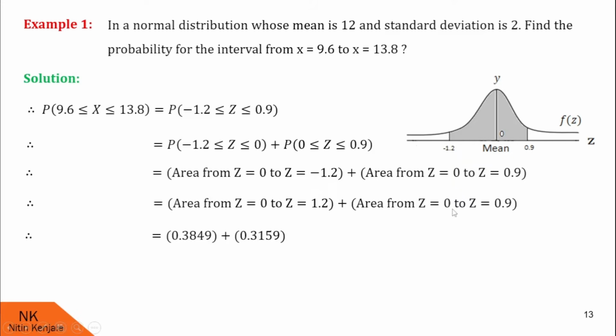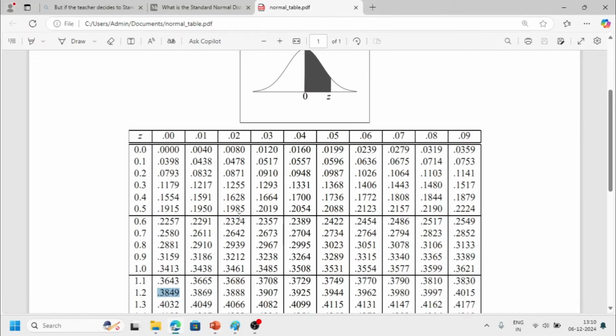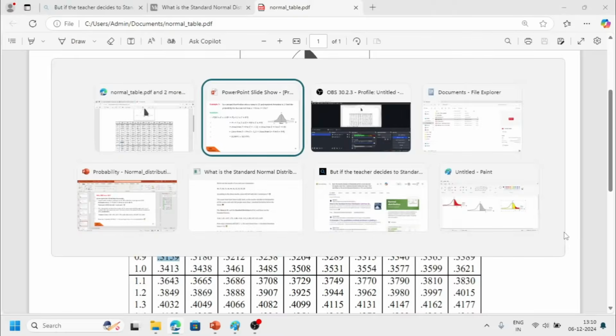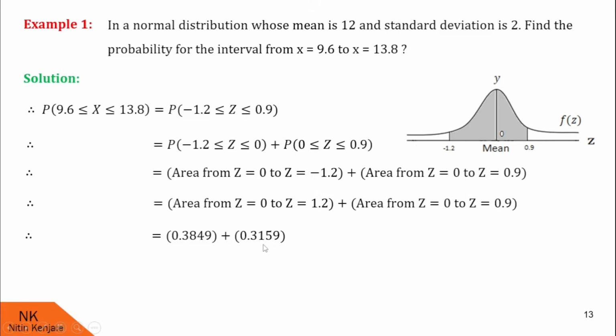Similarly, area from z is equal to 0 to 0.9 can be calculated from standard normal distribution table. Look for 0.9 in this first column. Next decimal place is 0. So we will look into the 0 column. Its value is 0.3159. So we write 0.3159 here. Finally, we add these values to see probability of x between 9.6 to 13.8 is 0.7008.